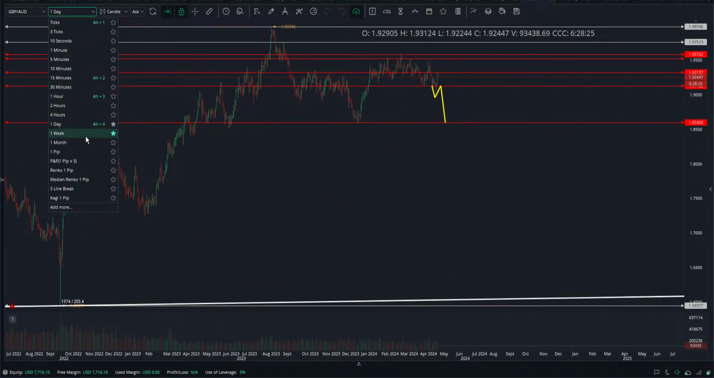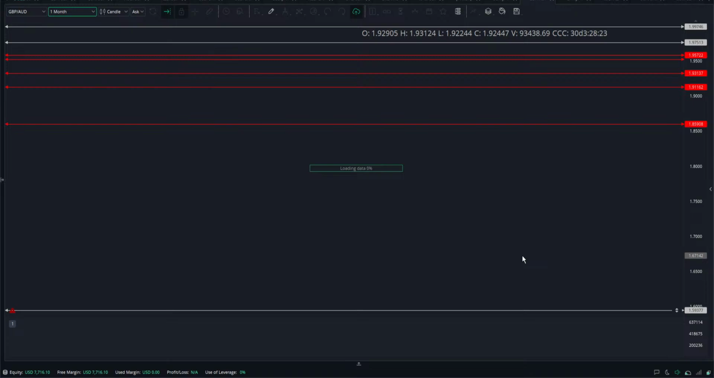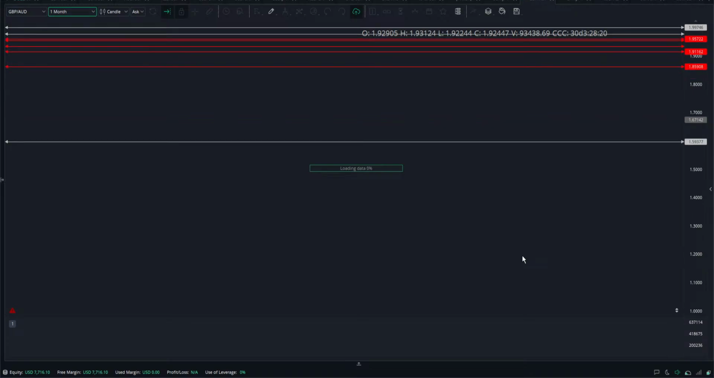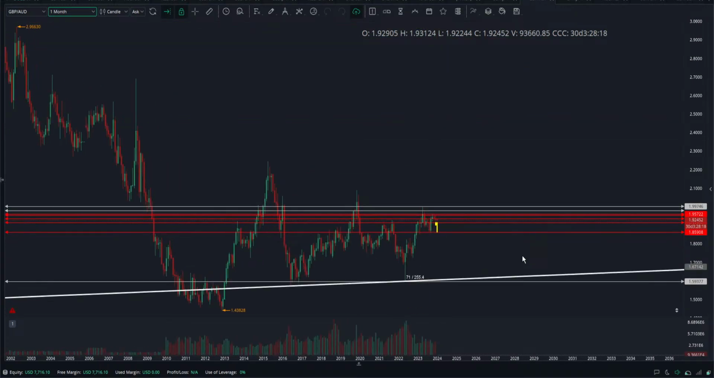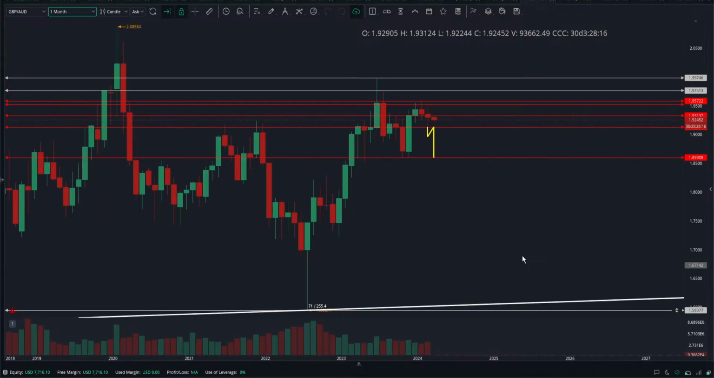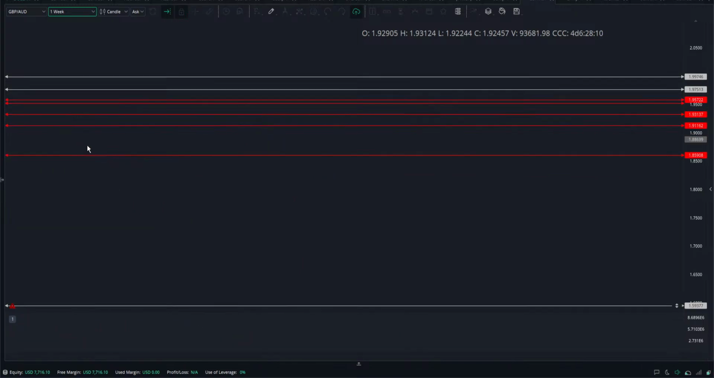Let's check the monthly. What is happening in the monthly? Well, from the monthly, it looks like the price is going lower, because the market structure on the monthly is a sell.